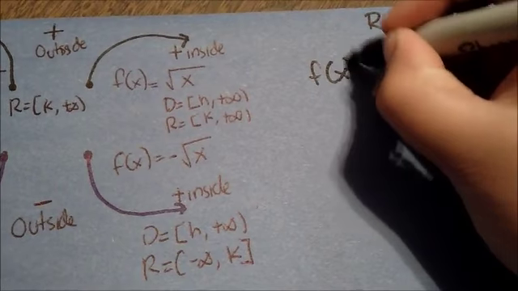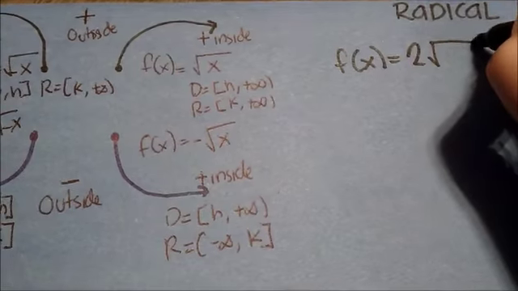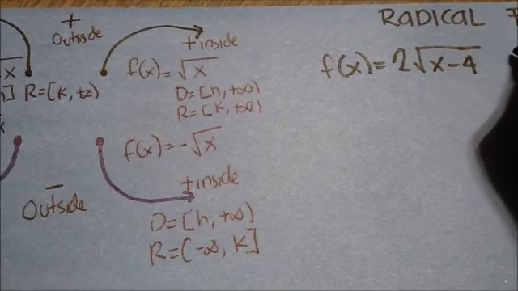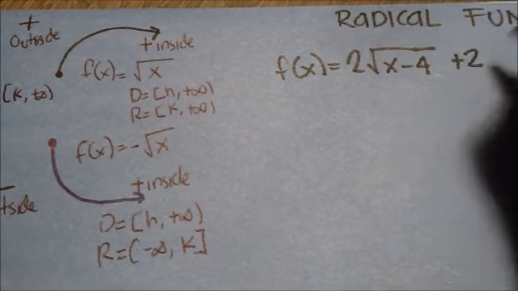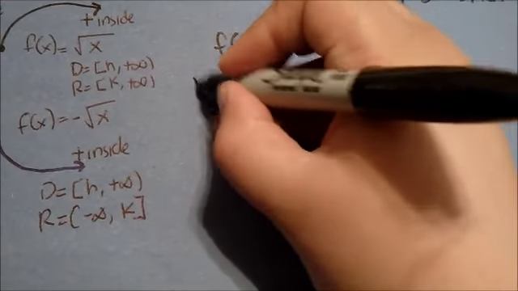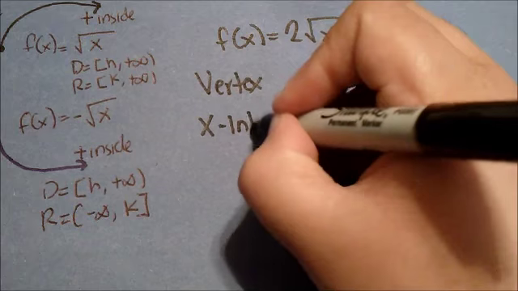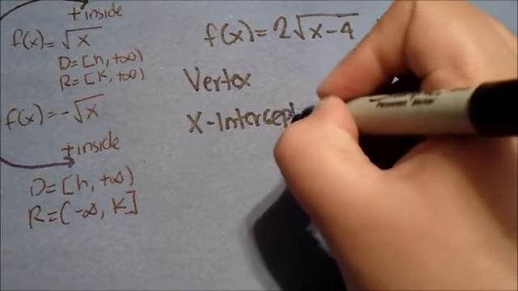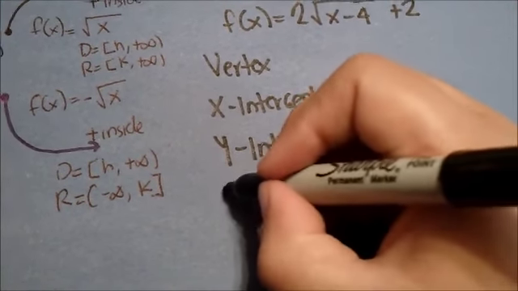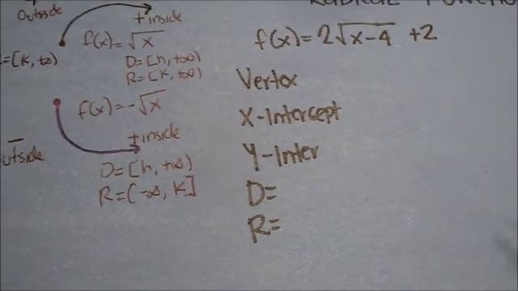So the first one that I'm going to answer is f of x equals radical of x minus 4 plus 2. What do we need to find? There's a few things to find: vertex, x-intercept, y-intercept, domain, range, and of course your graph.